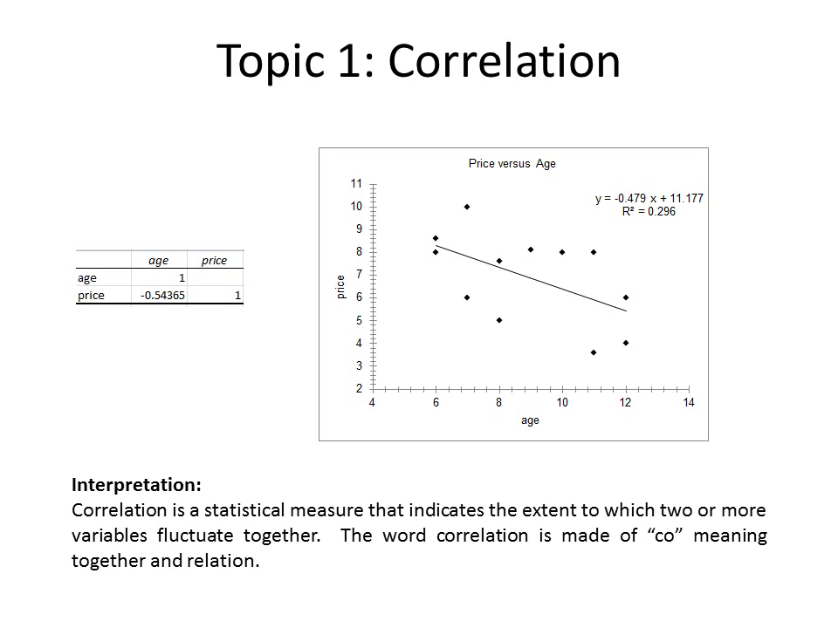What is correlation? Correlation is a statistical measure that indicates the extent to which two or more variables fluctuate together. The word correlation is made of co, meaning together, and relation. A positive correlation indicates the extent to which those variables increase or decrease in parallel. A negative correlation indicates the extent to which one variable increases as the other decreases.